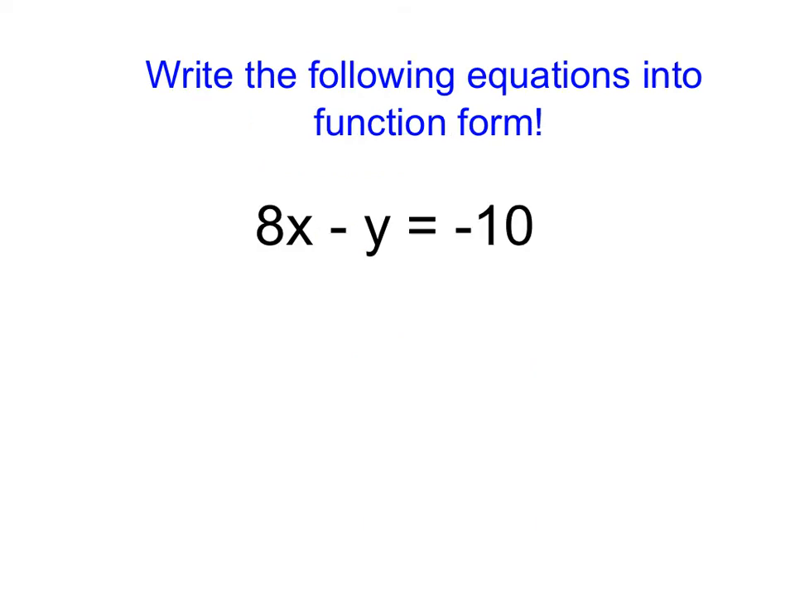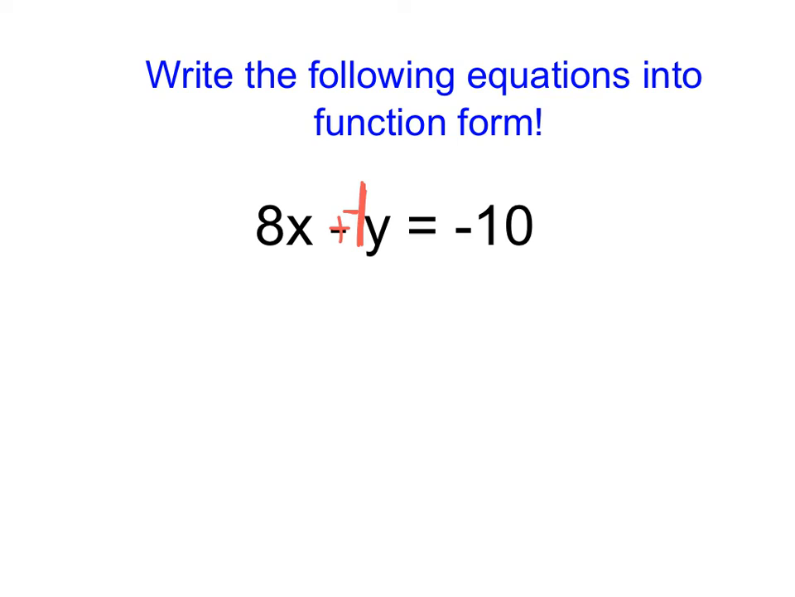All right, 2 more examples to go. So here I notice that I need to utilize keep, change, change. So I have plus a negative, and then I notice that y doesn't have a number in front of it, so I'm going to give it a negative 1, because that's a number that's going to be there if there's not a number in front of y. So here we have 8x plus negative 1y equals negative 10.